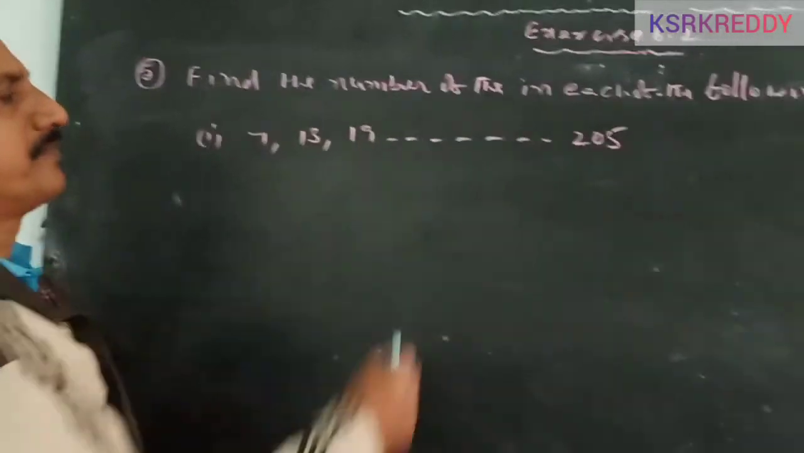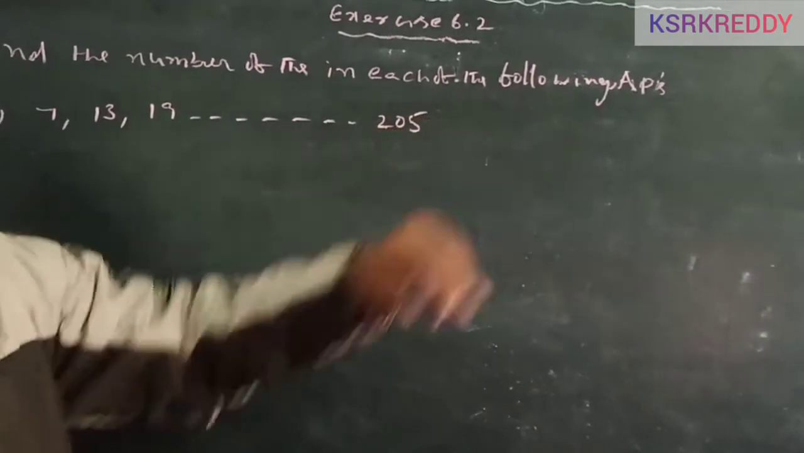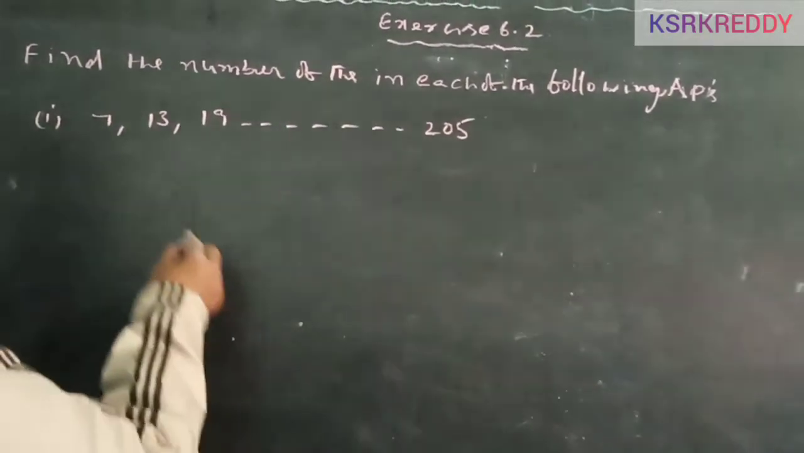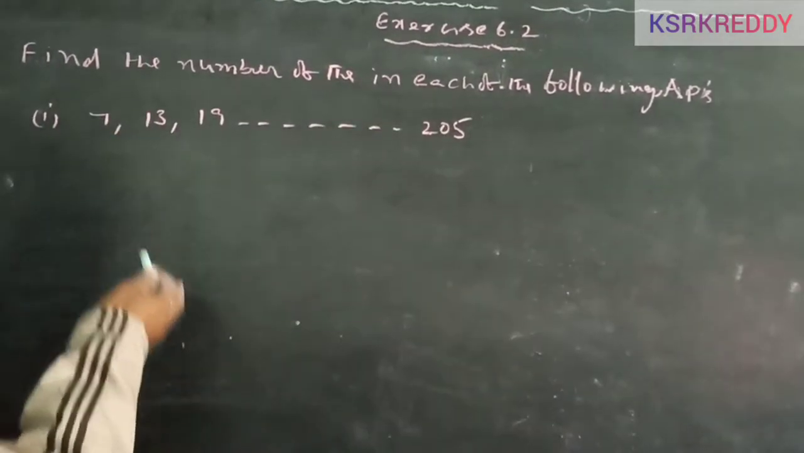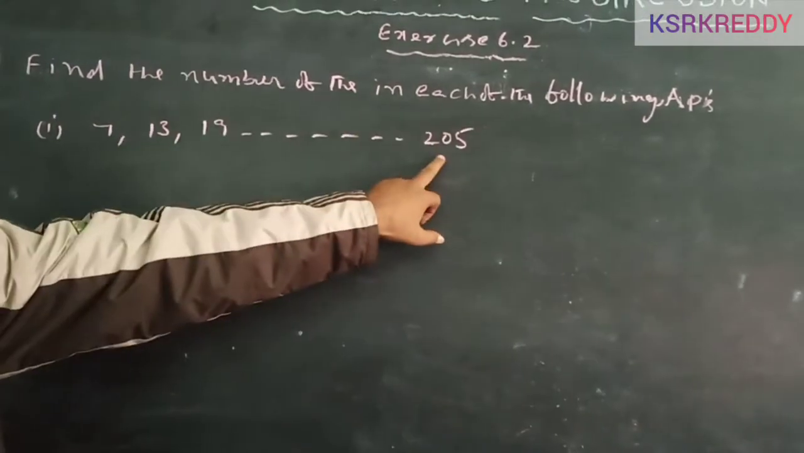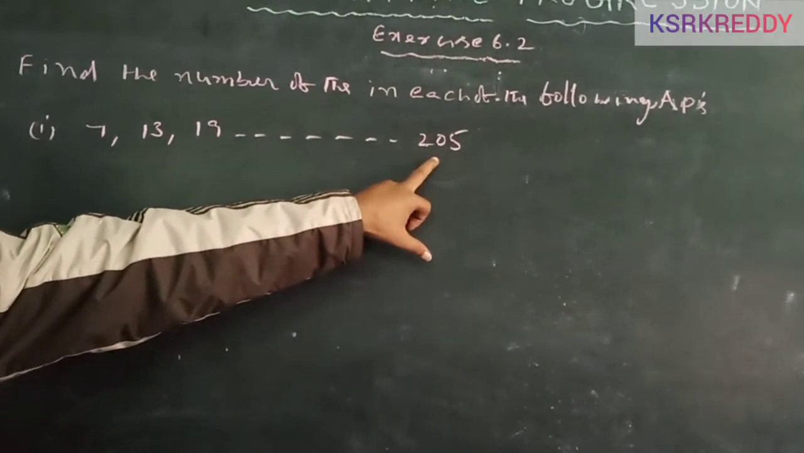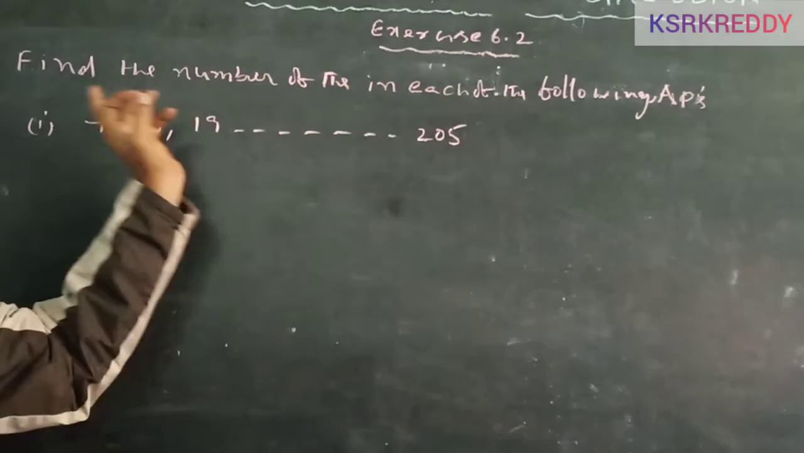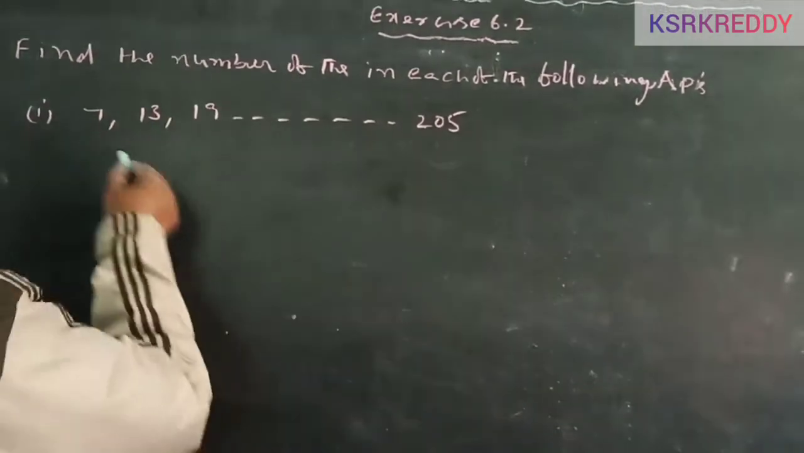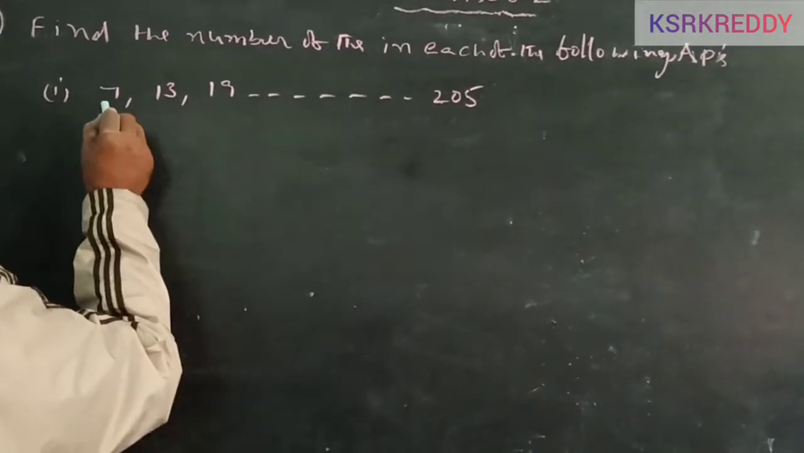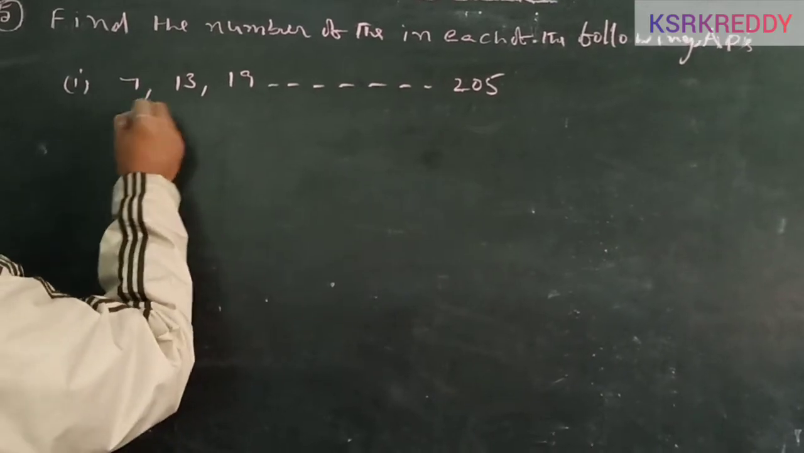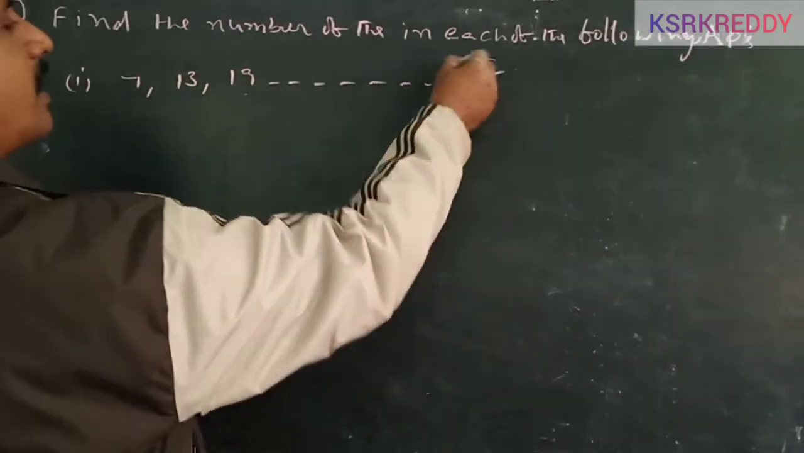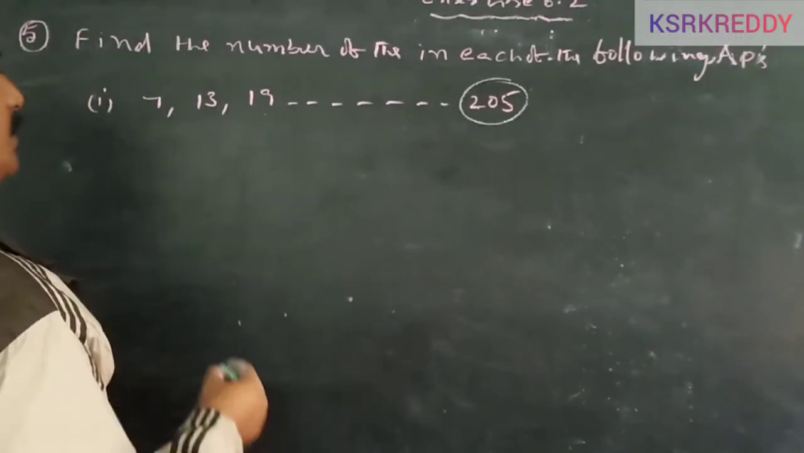Find the number of terms in each of the following APs. This is in the same order as the previous one, where the question was which term of the AP is 205. Here, how many terms are there? First term, second term, third term, and this is the last term. Same order as before.